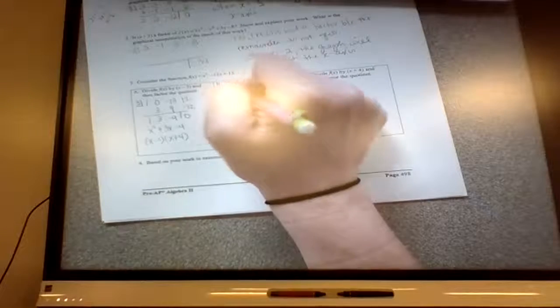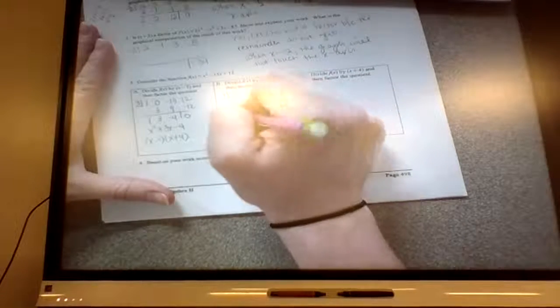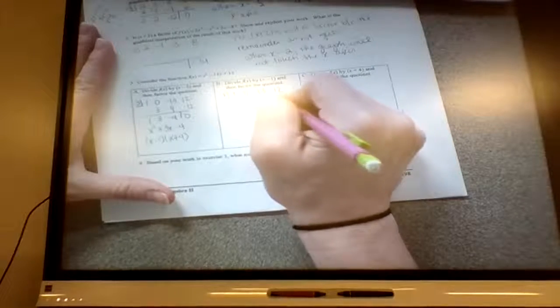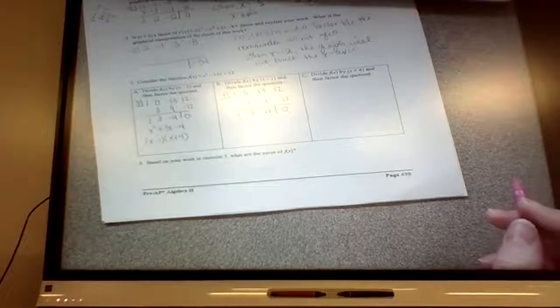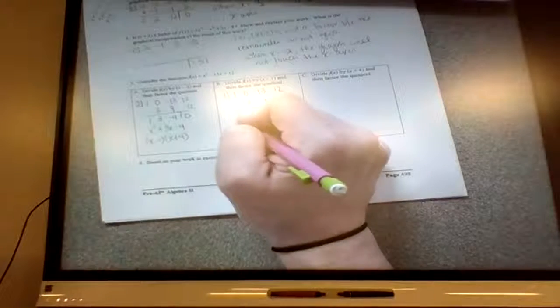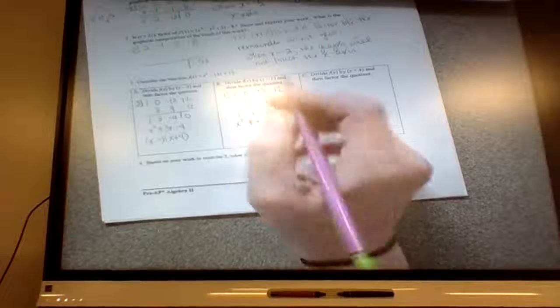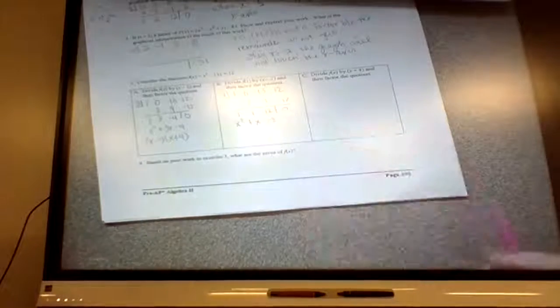Now B, divide the same one by x minus 1. So I'm going to put a 1 right here and then factor the quotient. 1, 0, negative 13, 12. 1, 1, 1, 1, negative 12, negative 12, 0. I'm left with x squared plus x minus 12.